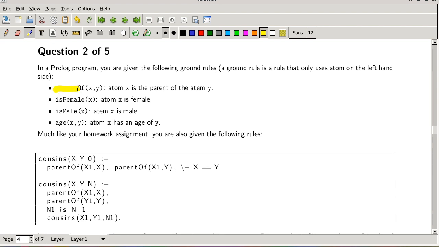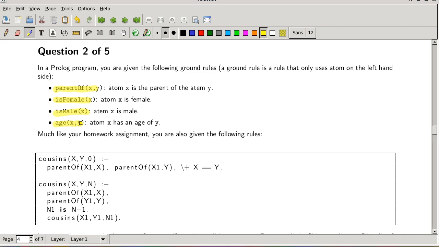The first one, parent of, would do the same thing as what we have already talked about on Monday. It expresses whether a particular atom is the parent of another atom. The second and the third one are fairly clear what they are. It's basically identifying the gender of a particular atom in the whole program. And then the last one is the age of a particular atom. So we have age, we've got gender, and then we've got the parenthood relationships.